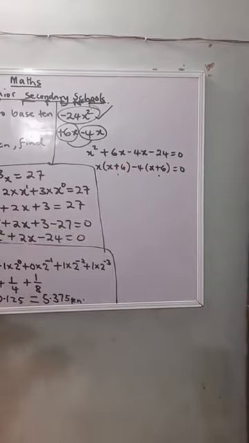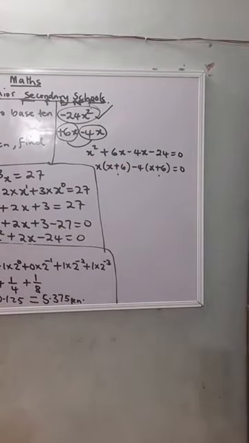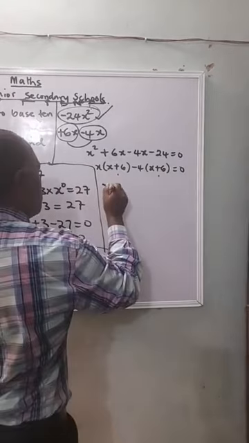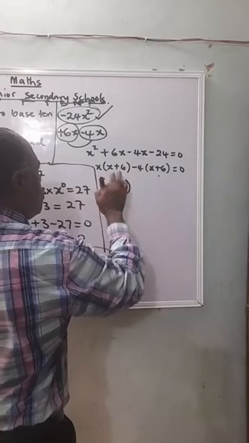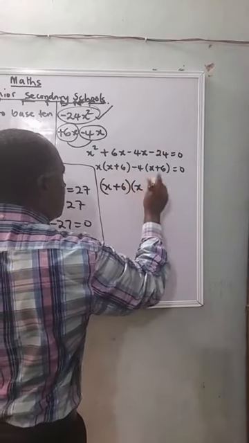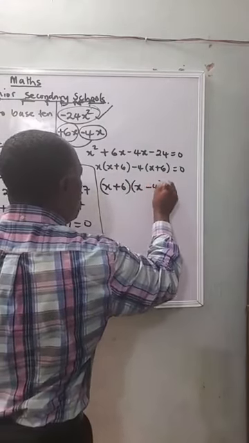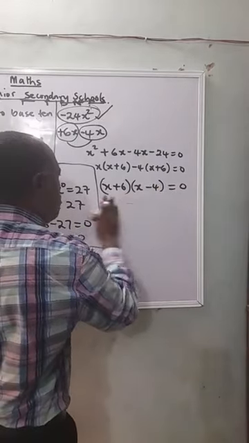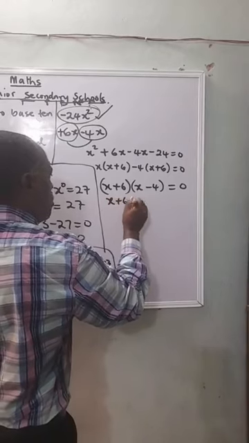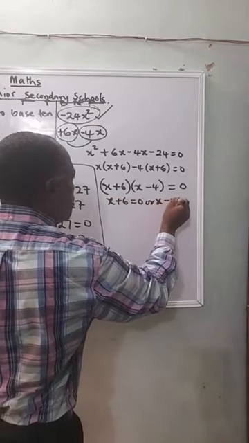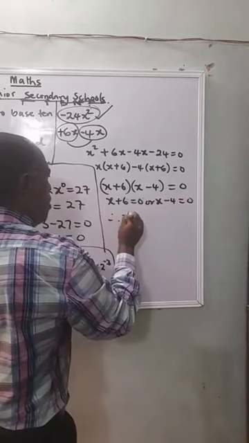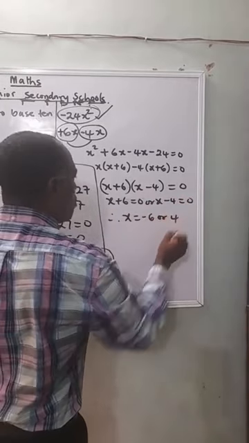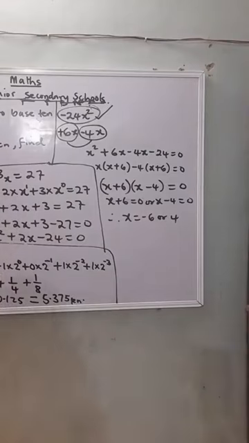If you have done a good job, the x plus 6 in both must be the same. So that x plus 6 is a common factor. Bring it out. Use it to divide itself, you are left with x. Divide itself, you are left with minus 4. All equal to 0. So x plus 6 equal to 0, or x minus 4 equal to 0. Therefore, x is minus 6 or 4.